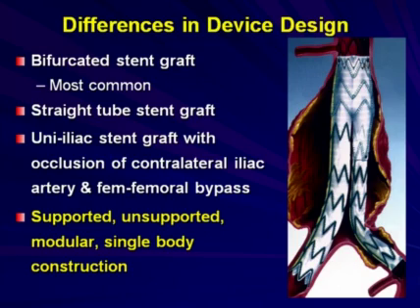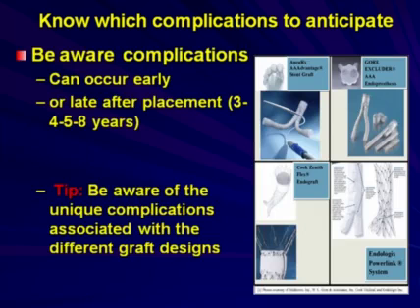The bifurcated stent graft is the most common one that you're going to see, although there are configurations of a straight tube stent graft that doesn't have limbs. And there's also, not approved for FDA use in the US, but there are devices out there that have been put in through trials, of uni-iliac stent graft that requires occlusion of the contralateral iliac and then a femoral bypass to supply the contralateral limb. These come in supported, unsupported, modular, and single body construction configurations, so they can be very different.